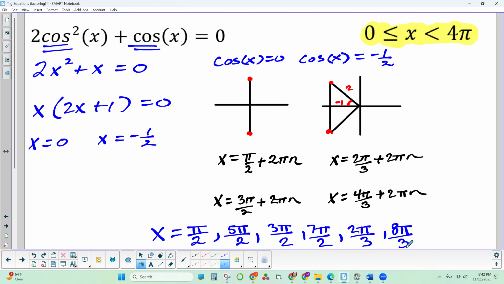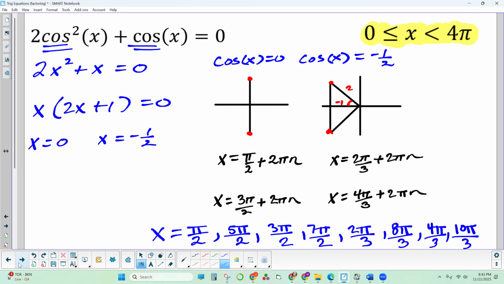All right. And 8 pi over 3 is less than 4 pi, so we're good. But we cannot add another 2 pi. Our last angle down here is 4 pi over 3, which lies in our interval. And we can add 2 pi to that and get 10 pi over 3, and then we must stop there. So this is the list of solutions between 0 and 4 pi, and we are done. Okay?